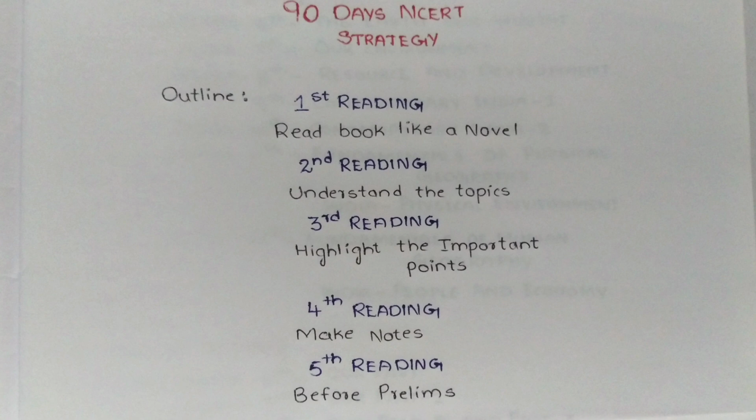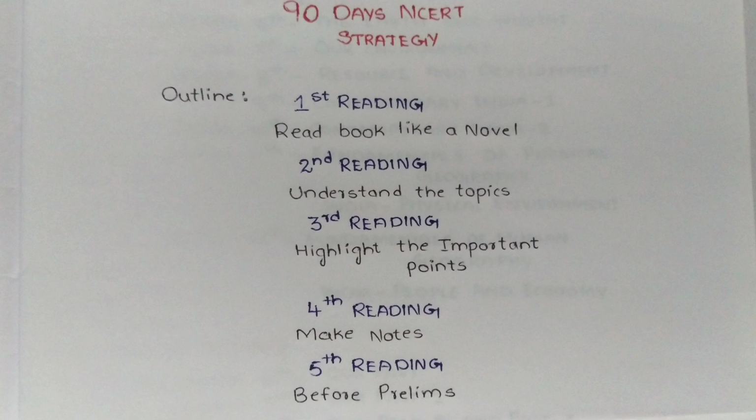Once you finish your fourth reading and making notes, the immediate thing is to read for the final time, that is before prelims. You have to finally read these NCERTs one time before prelims. And this reading should be very short, because you have already done 4 readings, and in the fifth reading before prelims you are supposed to read NCERTs for the final time. So this is the outline for these NCERT books.